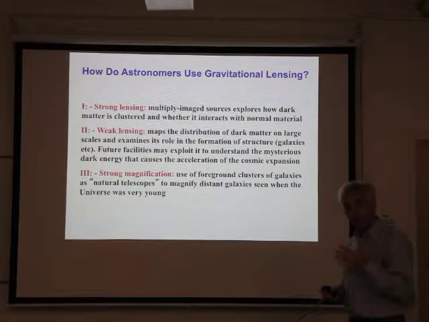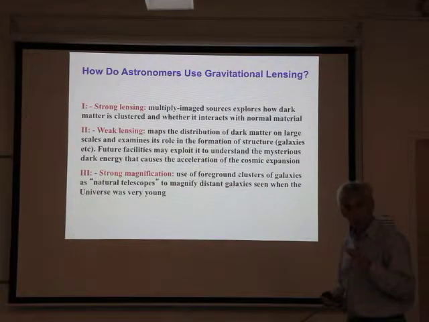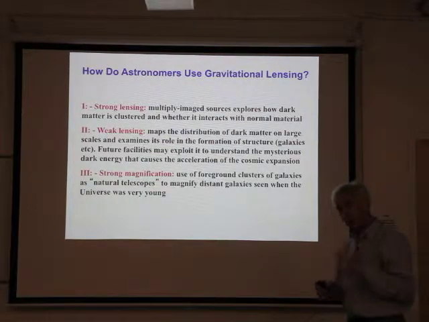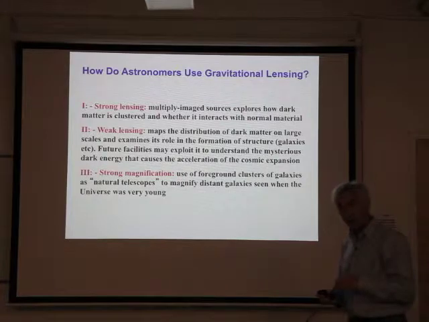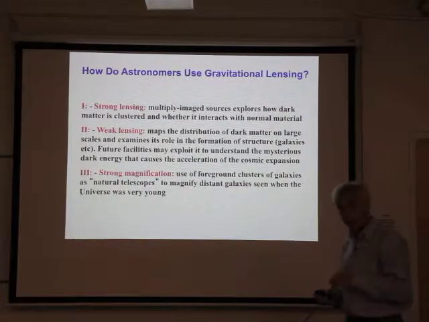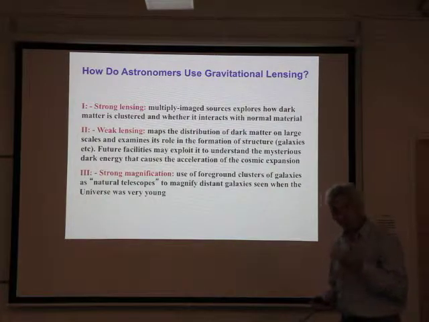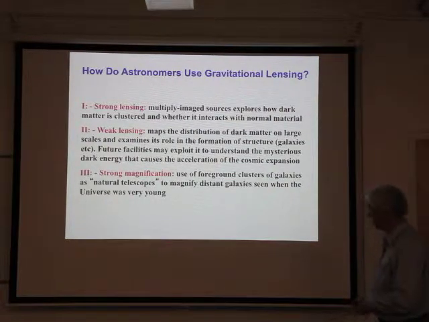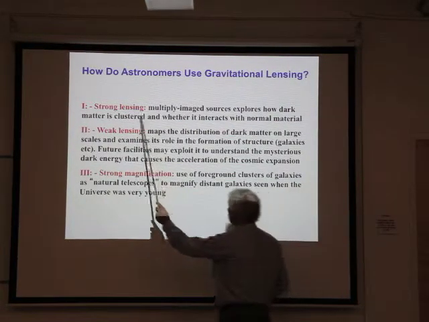Now, you probably know that the universe contains a large amount of dark matter, and we want to know how does it interact with normal matter, the stuff that makes up you and me. How is it clustered? What kind of properties does it have? Is it cold dark matter so that it doesn't interact with anything? Or is it slightly warm, which means it might interact with normal material? And we use what we call multiple images.